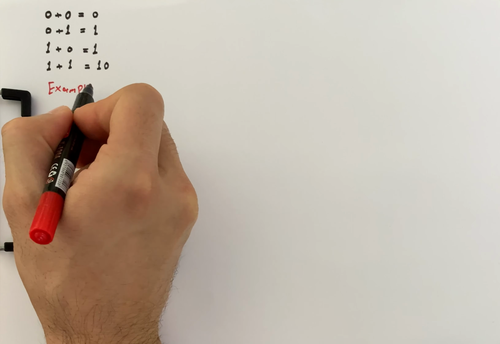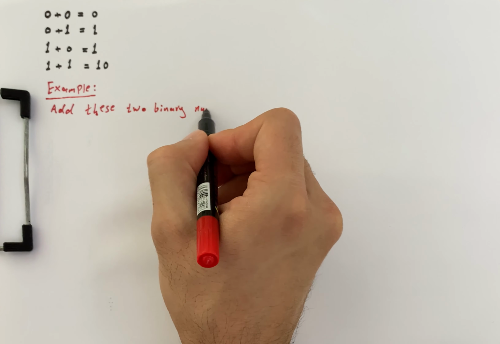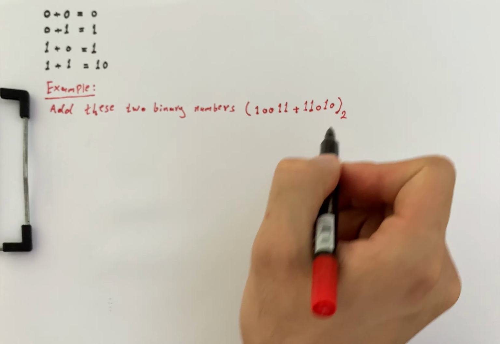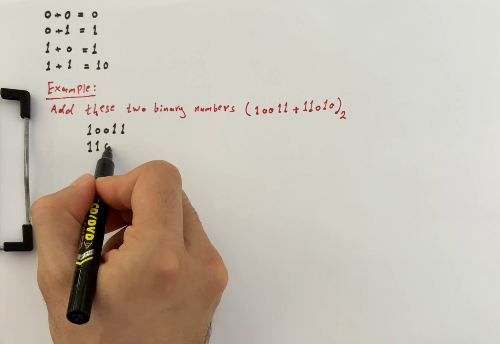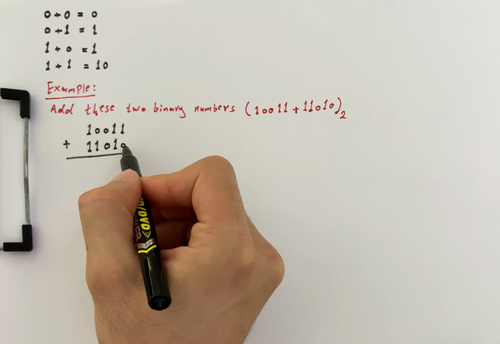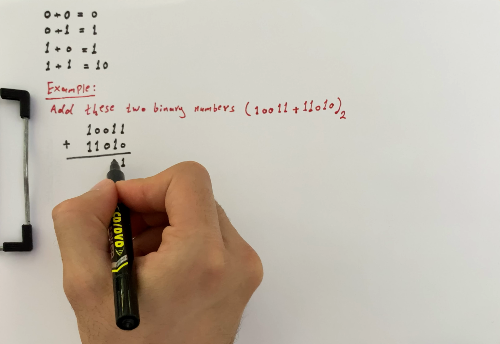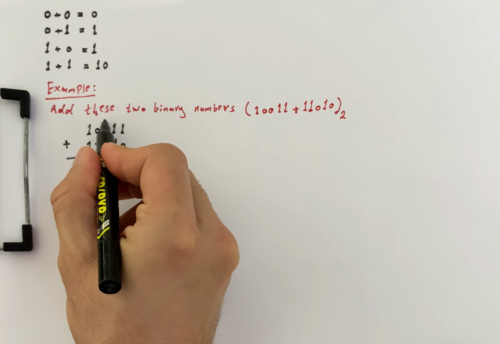Let us take an example to illustrate the idea. Example: add these two binary numbers, 10011 plus 11010, writing the numbers one under the other. So 1 plus 0 is equal to 1, 1 plus 1 is equal to 2, and as we know, we write it in the binary number system as 10. So we put 0 and carry 1 to the next left column.